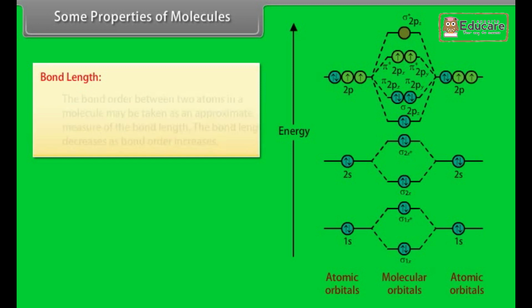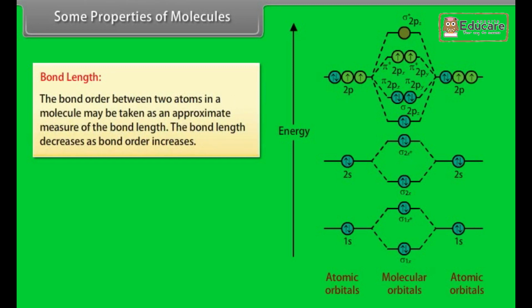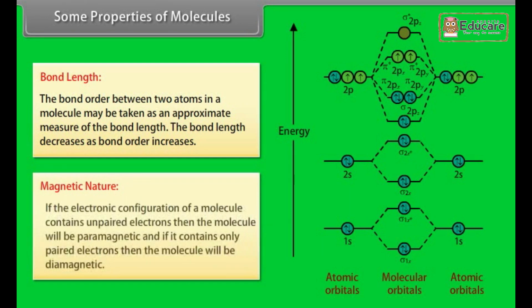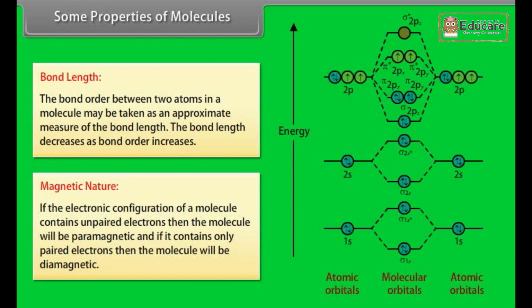Bond length. The bond order between two atoms in a molecule may be taken as an approximate measure of the bond length. The bond length decreases as bond order increases. Magnetic nature. If the electronic configuration of a molecule contains unpaired electrons, then the molecule will be paramagnetic, and if it contains only paired electrons, then the molecule will be diamagnetic.